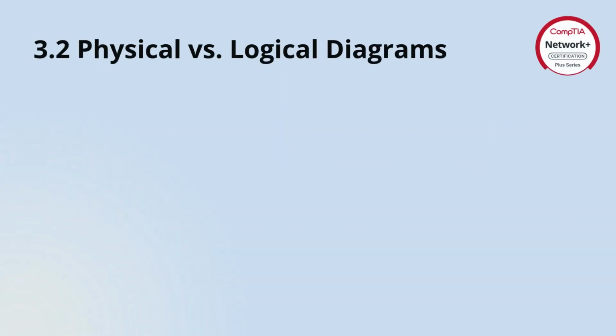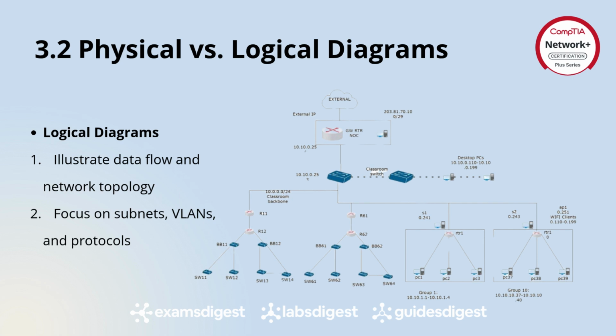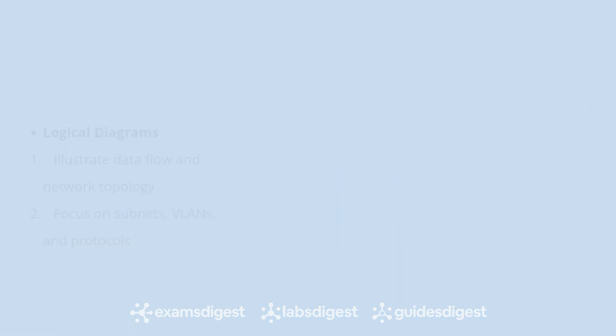On the other hand, logical diagrams focus on how data flows within the network. They illustrate the logical relationships and paths between devices, such as subnets, VLANs, routing protocols, and network topologies. Logical diagrams are crucial for understanding how information moves through the network, which is invaluable for troubleshooting and optimizing performance.